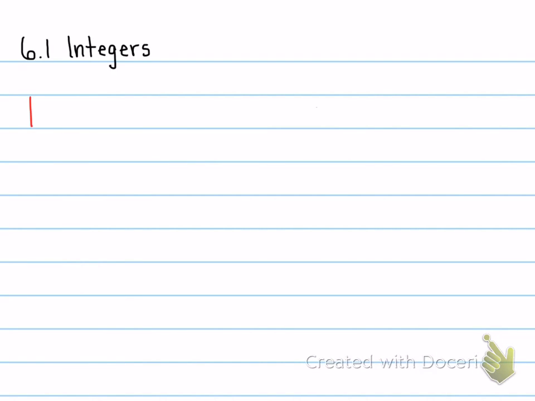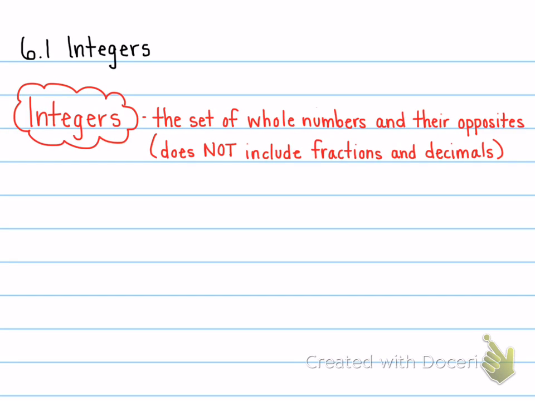In section 6.1, we are going to be focusing on integers. Integers are the set of whole numbers and their opposites. It is important to note that integers do not include fractions and decimals. So what we're going to do is look at a number line. The number line shows all of the numbers from least to greatest.